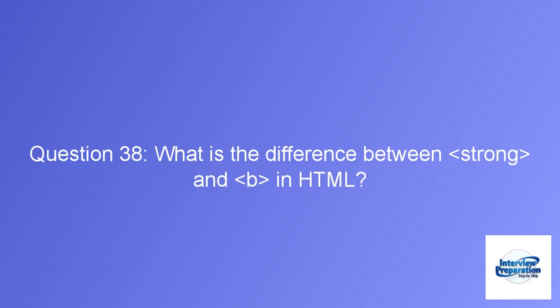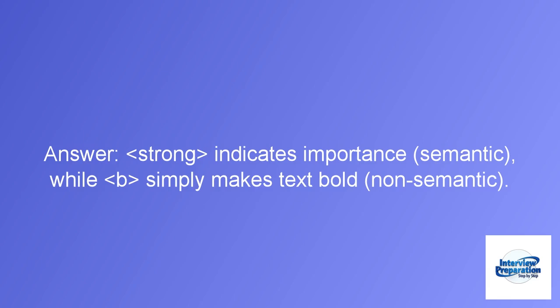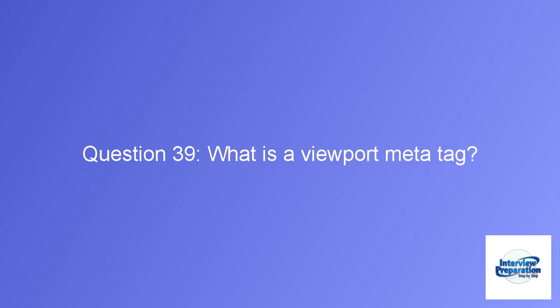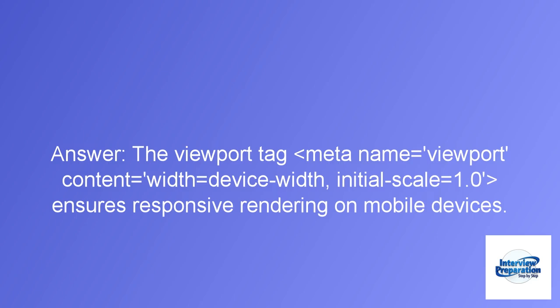Question 38. What is the difference between <strong> and <b> in HTML? Answer. <strong> indicates importance, semantic, while <b> simply makes text bold, non-semantic. Question 39. What is a viewport meta tag? Answer. The viewport tag <meta name="viewport" content="width=device-width, initial-scale=1.0"> ensures responsive rendering on mobile devices.